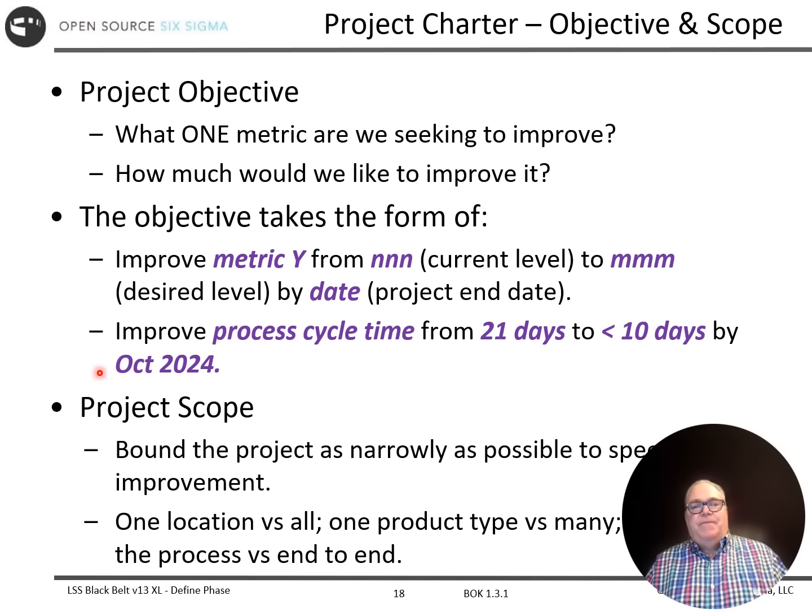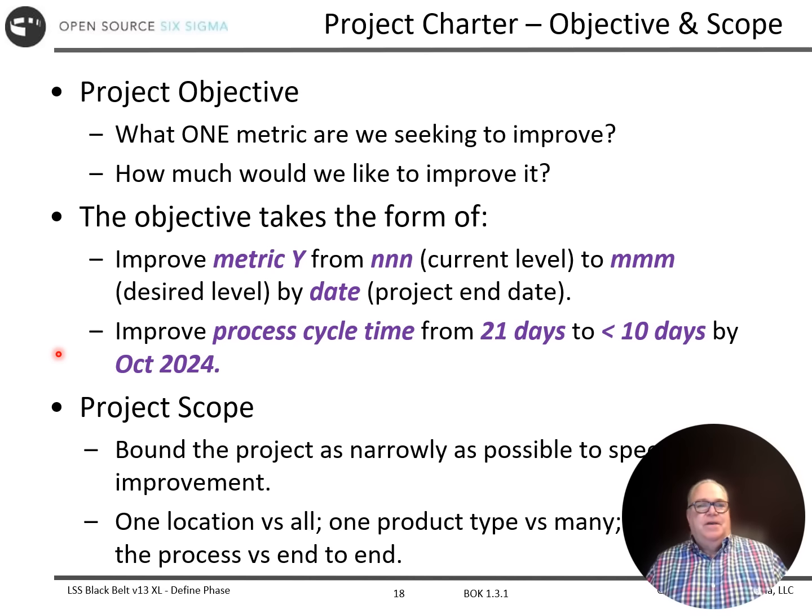I'm going to improve my process cycle time from 21 days to less than 10 days by October 2024. So I know when I'm done. If I hit 10 days or less, the project is complete. And I know what my target is in terms of what are my outlook to how fast I can get from 21 days to 10 days as I execute the DMAIC methodology.